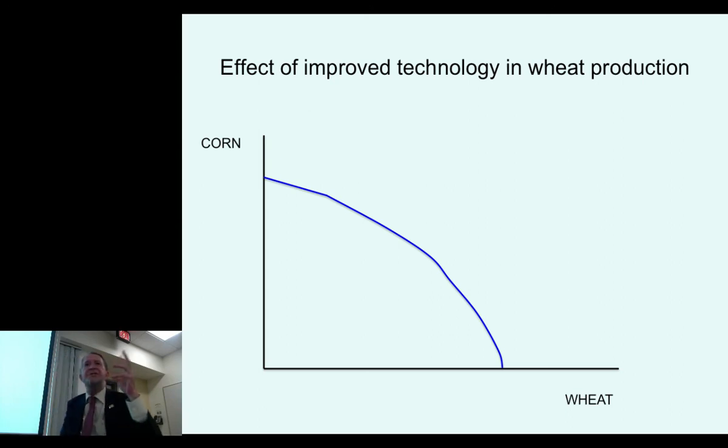I just plant wheat sooner, and everything else is the same. I plant wheat sooner, and I get more wheat output. But my change in technology does not affect corn. How would it shift? Would the graphs extend further along the x-axis? Good. This point will move outward.